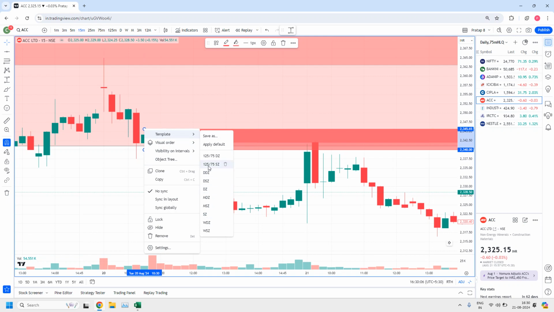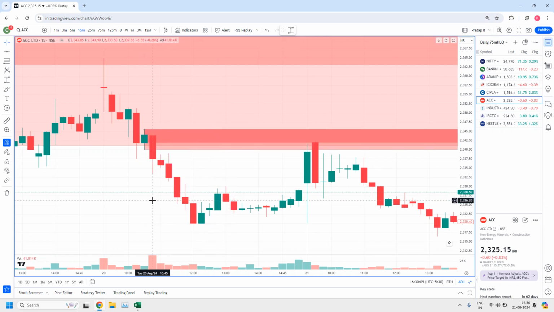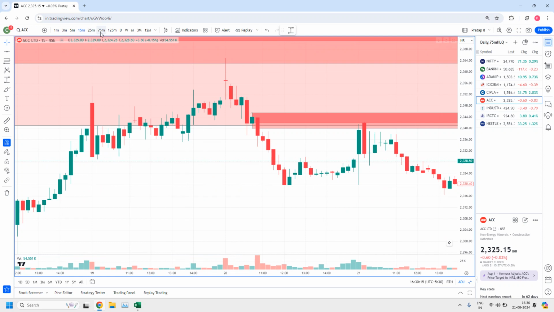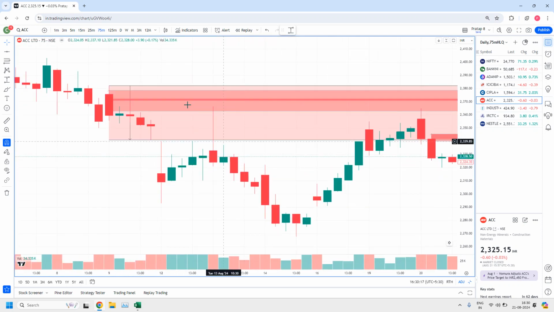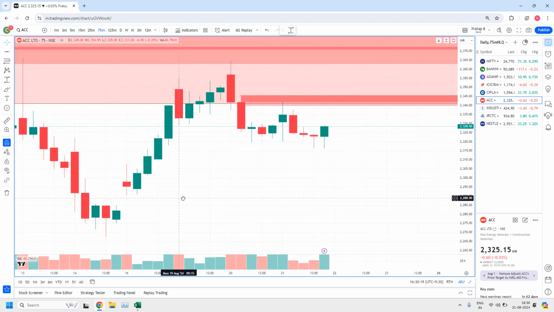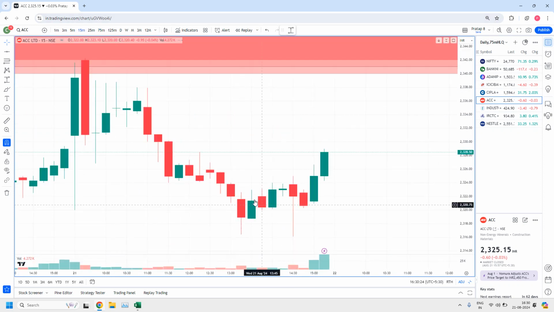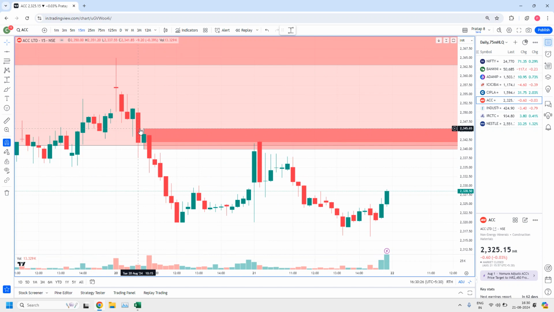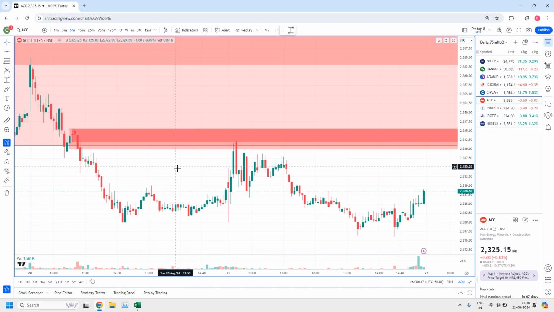So we have a 15-minute supply zone. Within the 15-minute supply zone, we have a fine-tuned 5-minute zone. See here, this is a 75-minute zone. Within 75-minute zone, here we have a 15-minute zone. So I'm changing the time frame to 15 minutes. So yesterday we have a drop base, a drop. Here we have excellent 15-minute zone. Within this 15-minute zone, again we have a fine-tuned 5-minute zone.